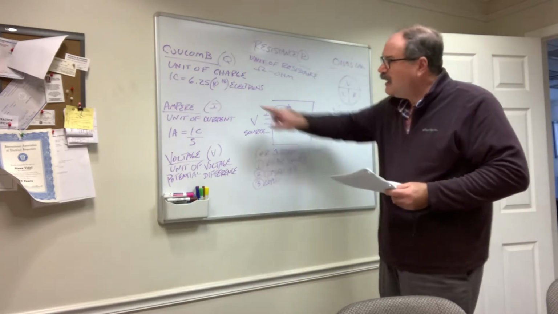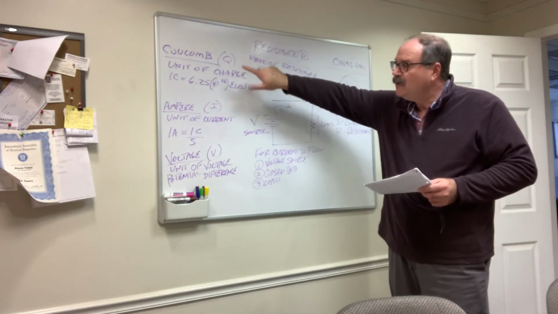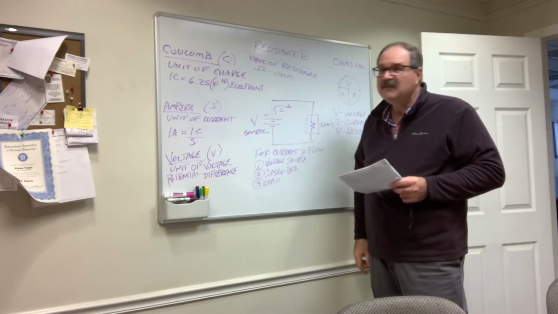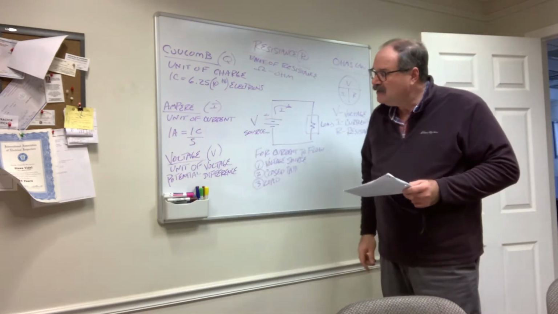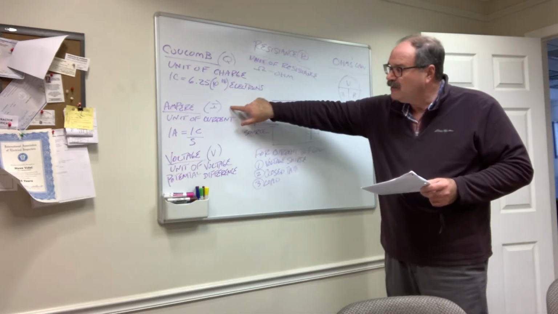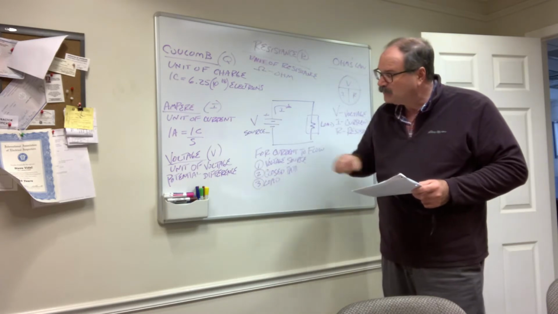Some definitions. Coulomb is the unit of charge represented by the letter Q. 1 coulomb is 6.25 times 10 to the 18th electrons. An ampere is the unit of current represented by the letter I. 1 ampere is equal to 1 coulomb per second.